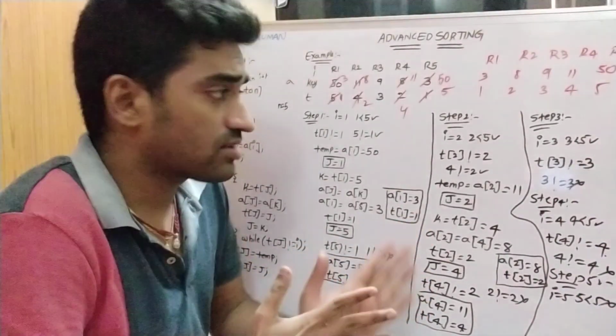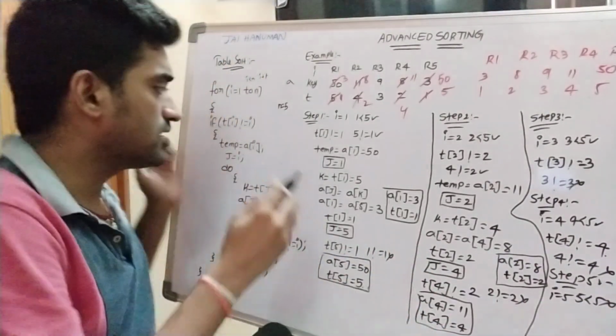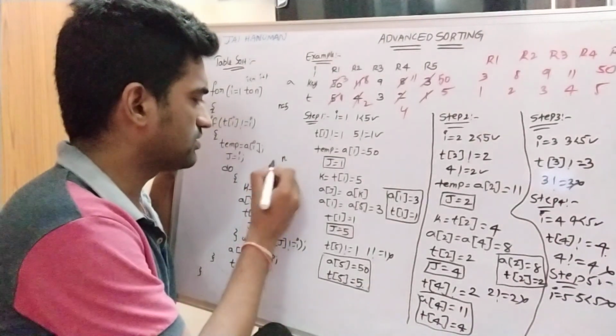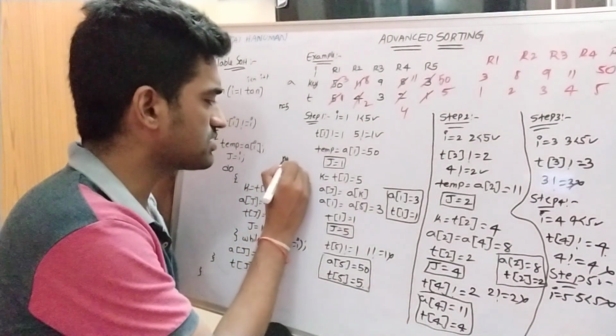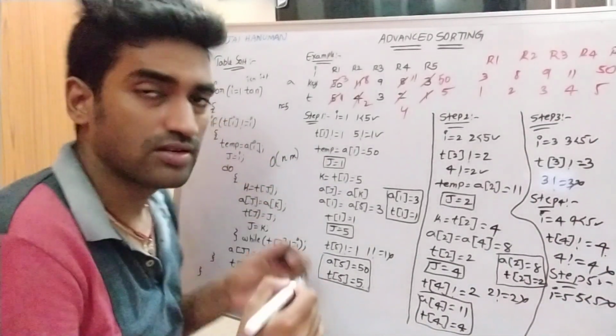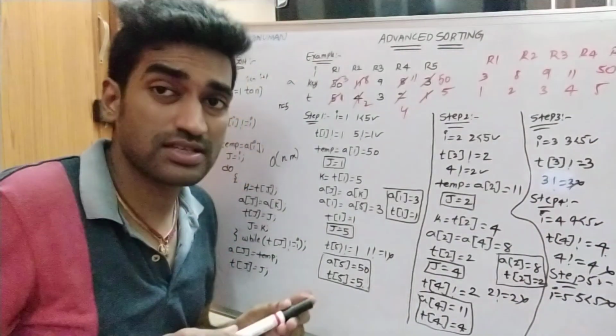And one more thing, time complexity is order of nm. Why? Because here we are taking n records, and m swapping operations. So that's why time complexity is order of n into m, right? So this is about the table sort mechanism, right?